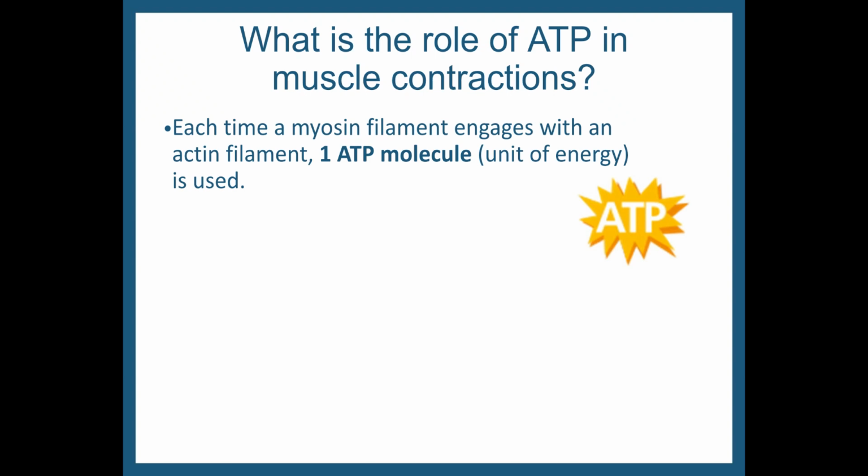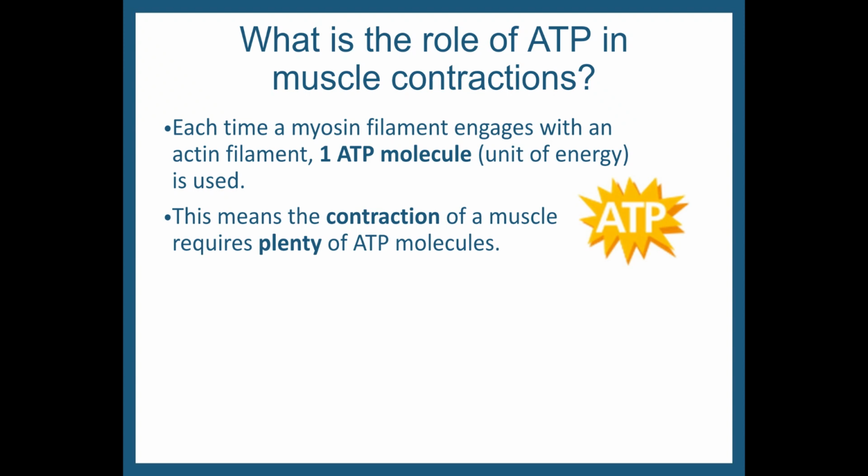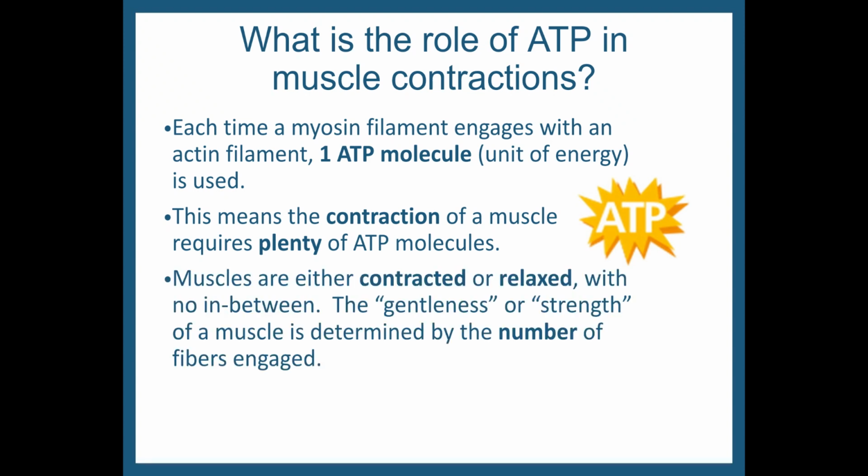Well, each time a myosin filament engages with an actin filament, one ATP molecule is used, and ATP is what the cell uses for energy. So this means that contractions of muscles require lots of ATP molecules. Now, your muscles are either contracted or relaxed. There's no in between. The gentleness or strength of a muscle is determined by the number of fibers that are engaged.